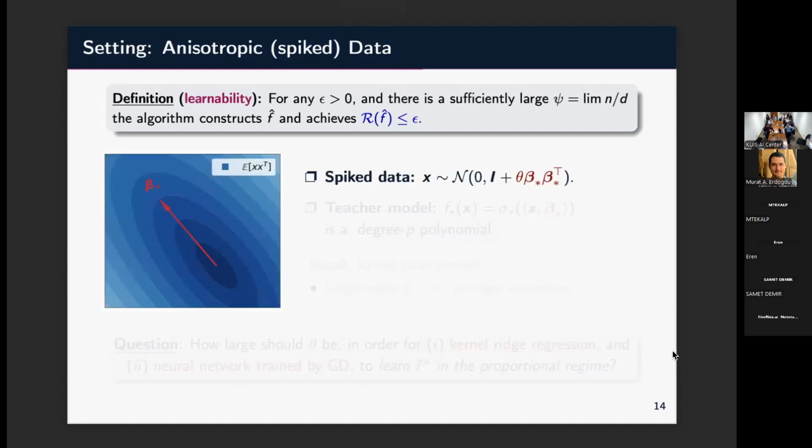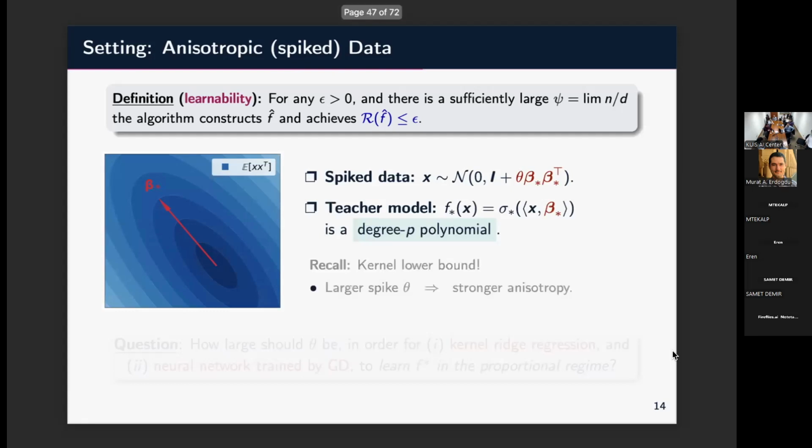So here is the second problem setup, the idealized setting, where now the input has a spike covariance model. There is some covariance structure in the direction of beta star. The spike magnitude is controlled by theta. And the teacher model is basically the same model that I need to learn. But I want to learn a degree P polynomial in this case, even with kernel methods.